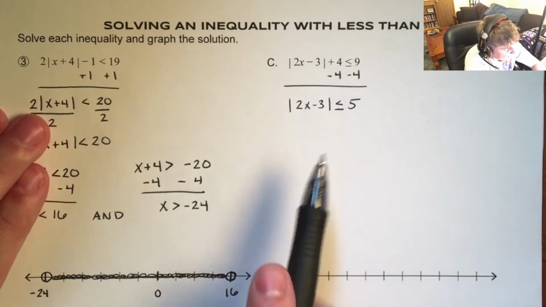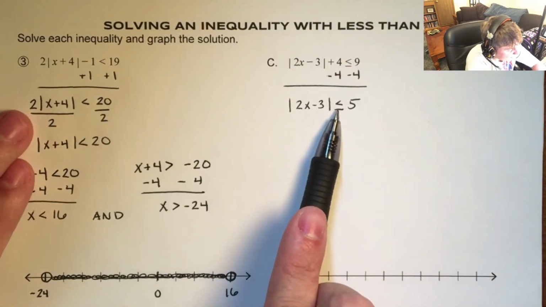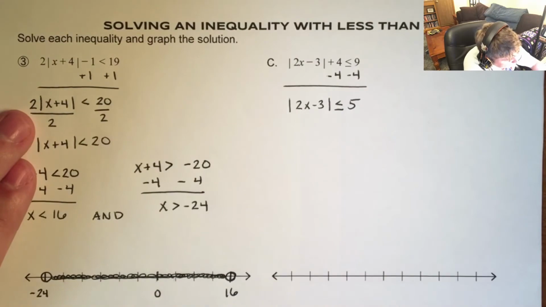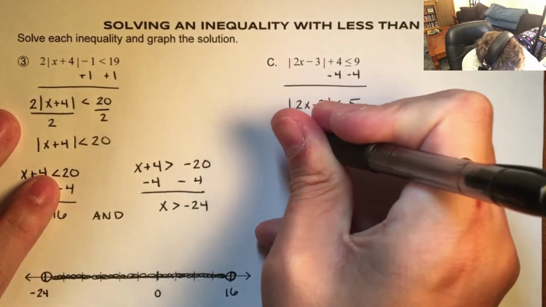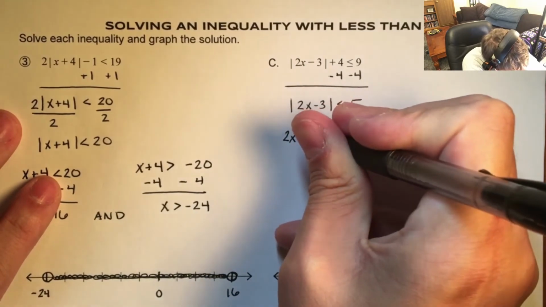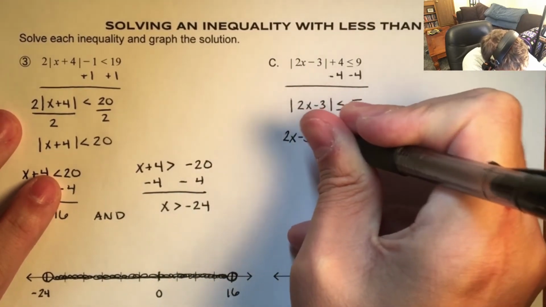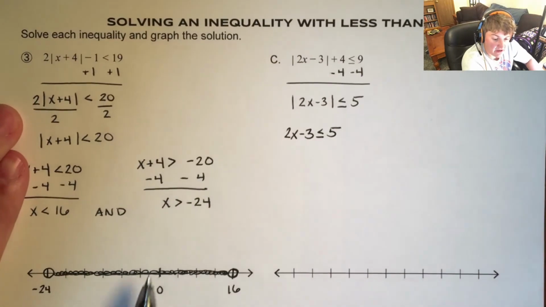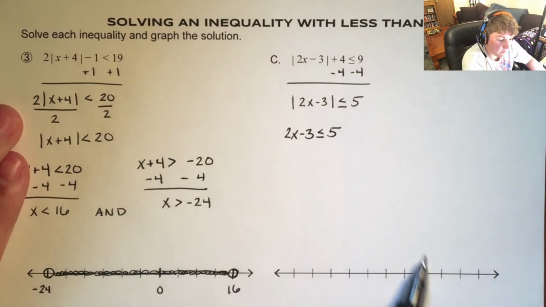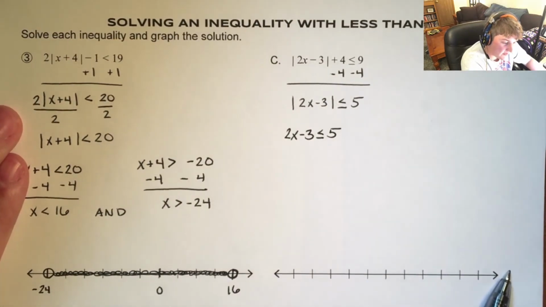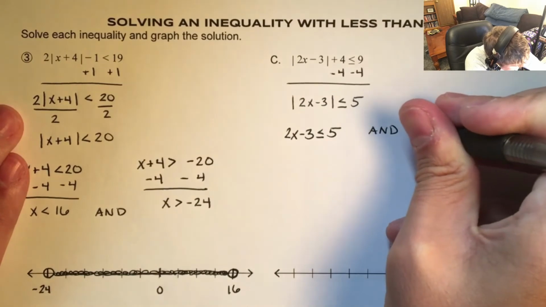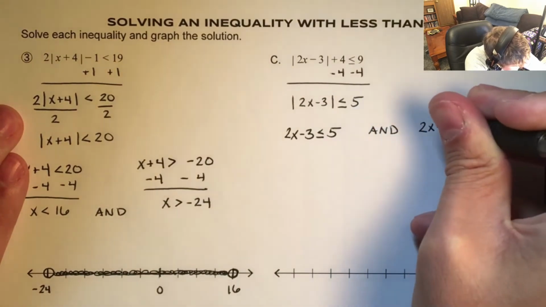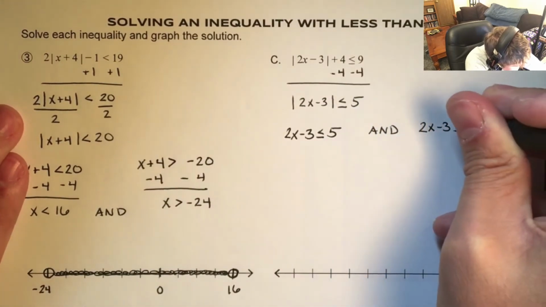And now what we need to think about is that this is a less than sign. When it is less than, we have to split it up. We know that 2x minus 3 has to be less than or equal to 5. Same with the number line, that's going to satisfy more of the right-hand side, knowing that that line has to be less than 5. But, and, 2x minus 3 needs to be greater than or equal to negative 5.